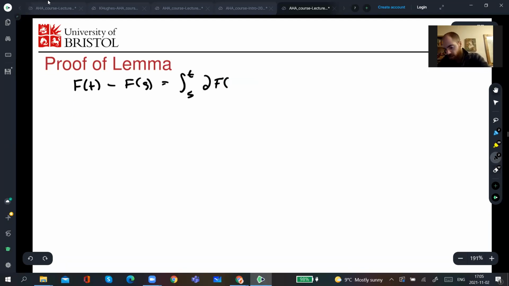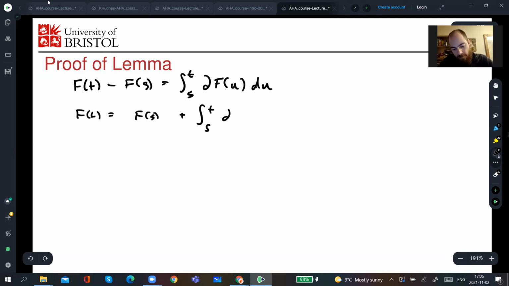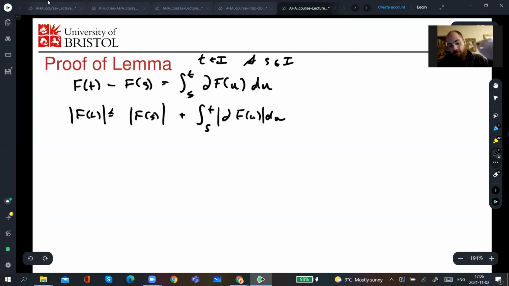I think I want to use the notation I used in the notes. Okay, that's pretty easy to do. And so that's the mean value theorem from calculus, something like that. So in other words, we have f of t is equal to f of s plus the integral of the derivative. And this is whenever I'm assuming now t is in I, and I'm also assuming s is in I, because I've only told you my function lives on I. Right. So now if I just take absolute values, that's less than or equal to this. Great. And I can apply the triangle inequality so that I can move the absolute value inside there.